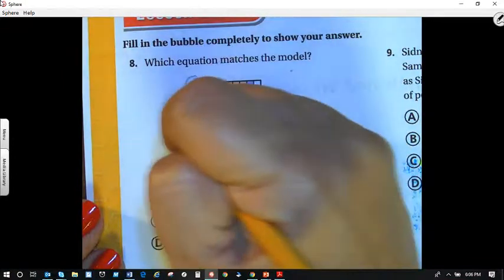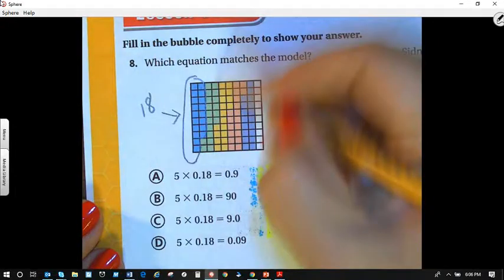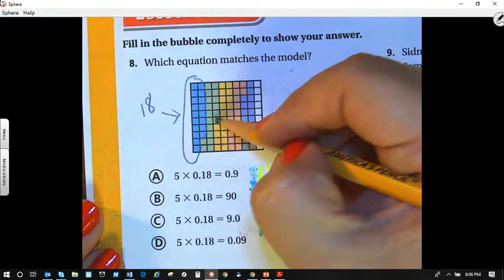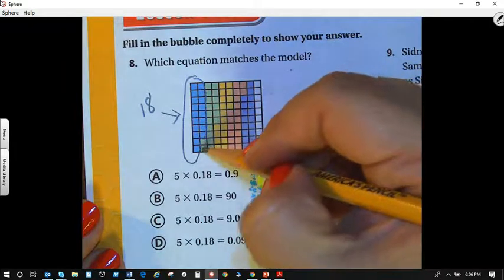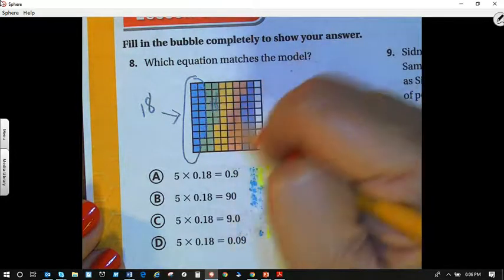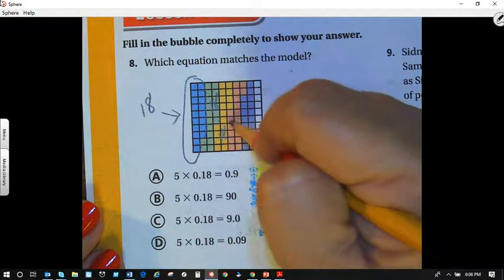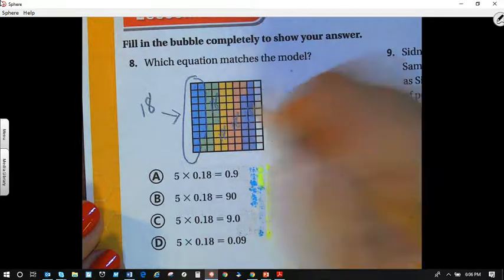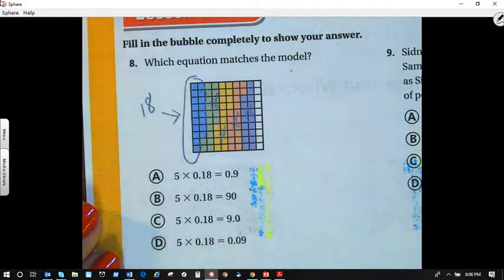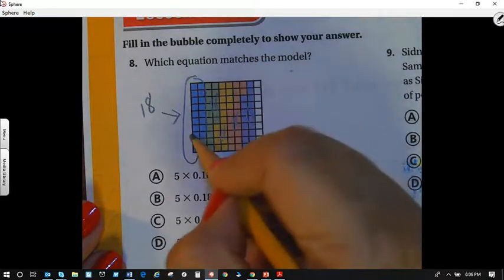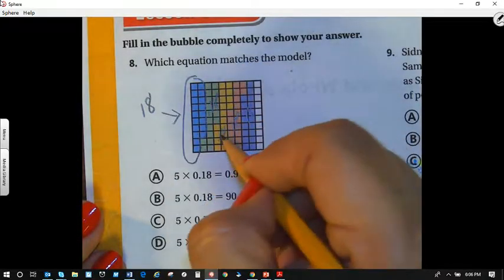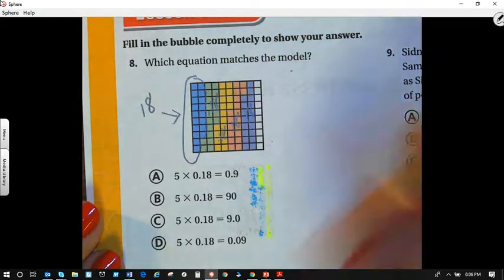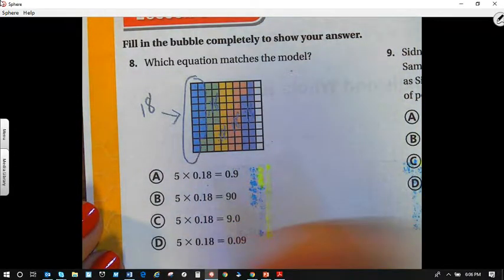So I'm going to put 18 here. And this is 10, 16, 17, 18. This is 18. And this is 18, and this is 18, and this is 18. So now it's like, how many groups of 1800s do I have? And I have 1, 2, 3, 4, 5. I have 5 groups of 1800s together.